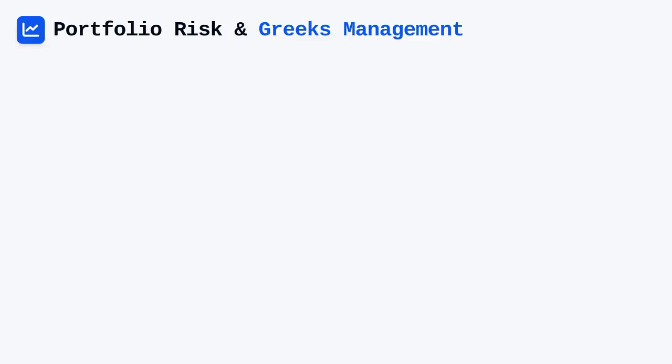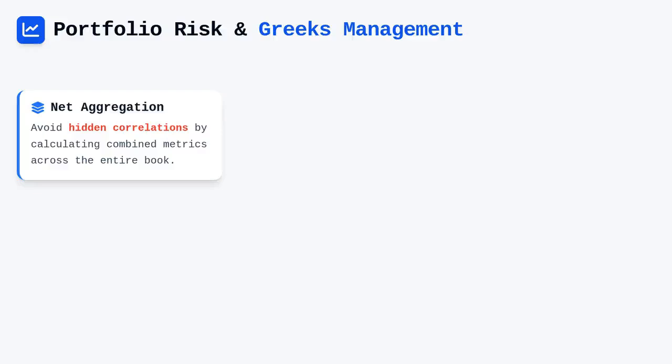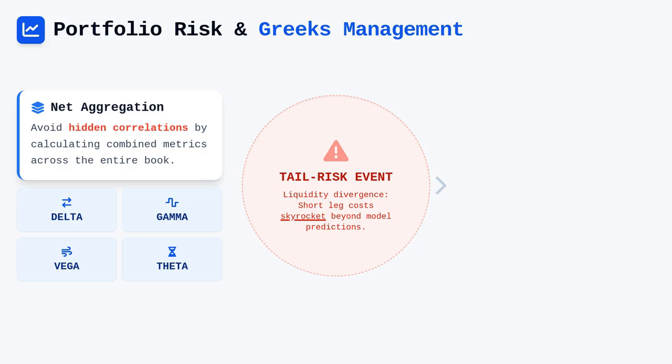Managing these portfolios effectively means we must aggregate the net delta, gamma, vega, and theta across the entire book of multi-leg positions to avoid hidden correlations. It is a common mistake to view these legs as independent instruments, but in a market crisis, the liquidity of the short legs and the long legs may diverge significantly. For instance, in a tail risk event, the cost to buy back a short out-of-the-money call can skyrocket far beyond what a simple pricing model predicts due to the lack of willing counterparties.